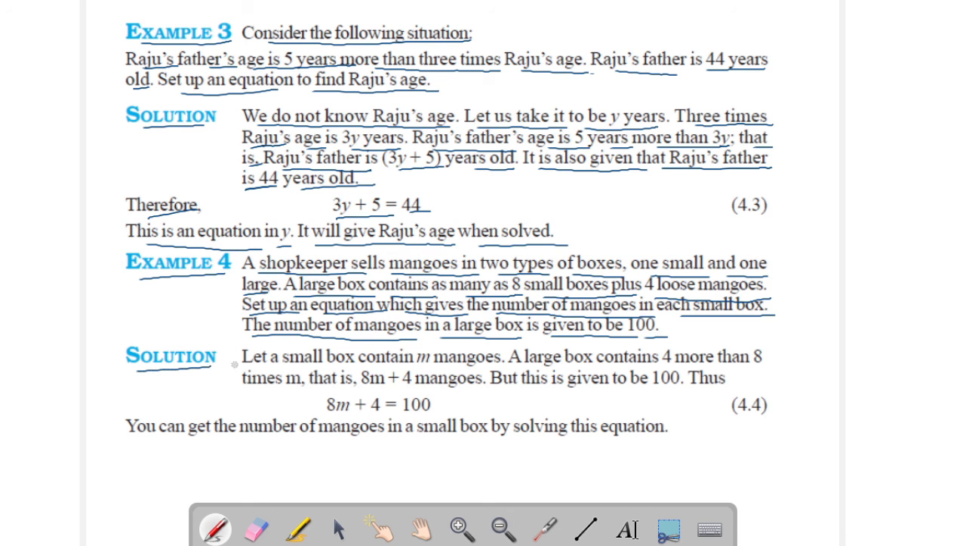See the solution. Let a small box contain m mangoes. A large box contains 4 more than 8 times m, that is 8m plus 4 mangoes. But this is given to be 100. Thus 8m plus 4 equal to 100. You can get the number of mangoes in a small box by solving this equation.